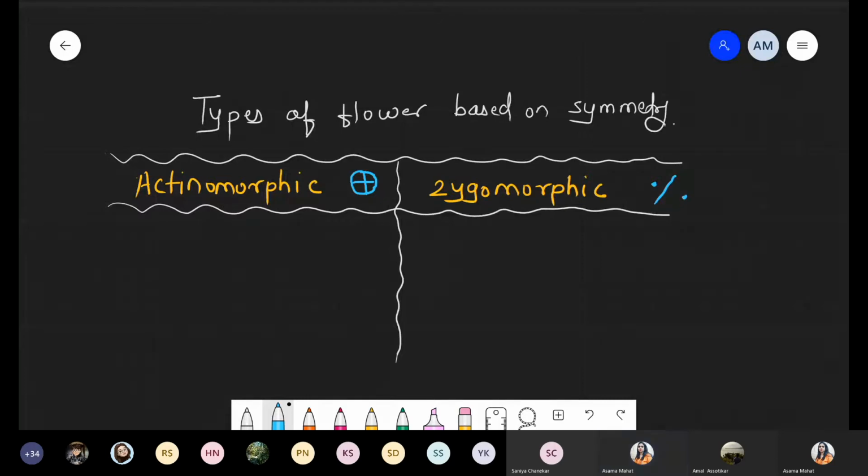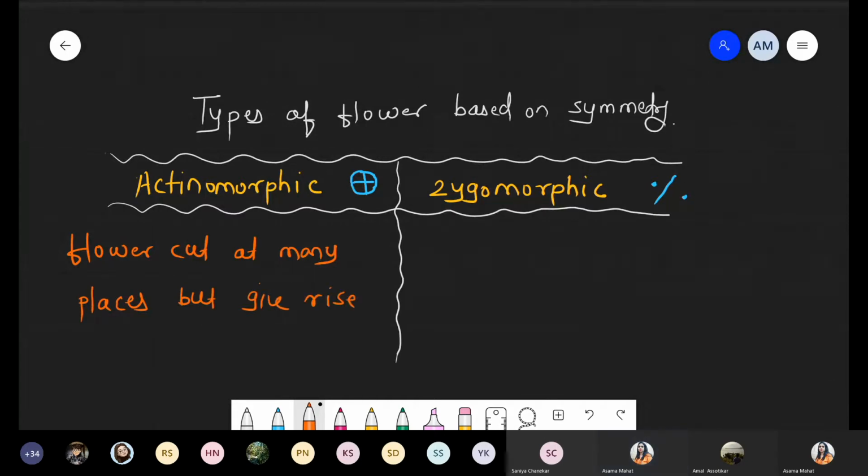Actinomorphic means if you cut the flower at any direction, many vertical lines, at many directions or many places, but it gives rise to equal sides. Cut means we are talking about flower cut. It gives rise to equal size of the flower.